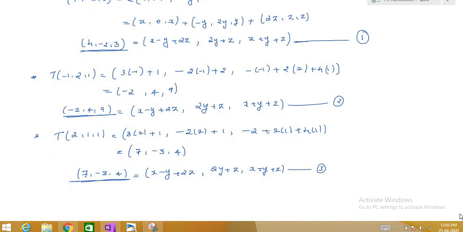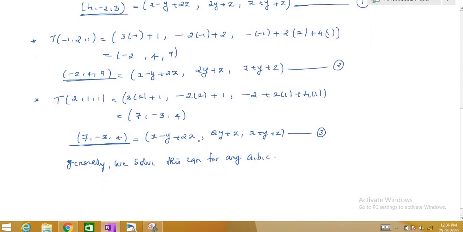So generally we solve this equation for any a, b, c. That means let these terms be as they are: x minus y plus 2z, 2y plus z, x plus y plus z is equal to, let us say, a, b, c, right?